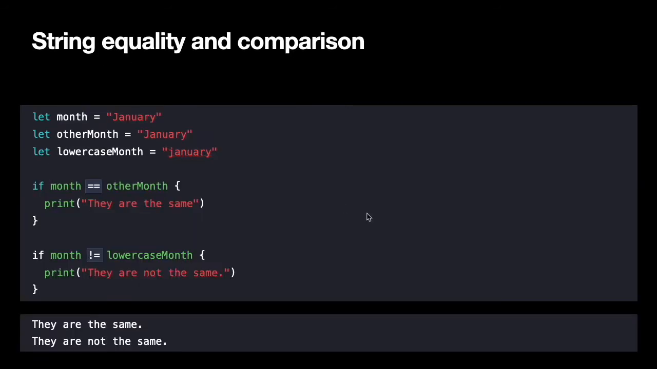We can test if two strings are the same by using the equals comparison operator. String comparison is case sensitive. So month is equal to other month because every character in month is identical and in the same order as every character in other month. However, lowercase month is different because the first letter is different. A lowercase j is different from an uppercase j. So as a result, month is not equal to lowercase month.